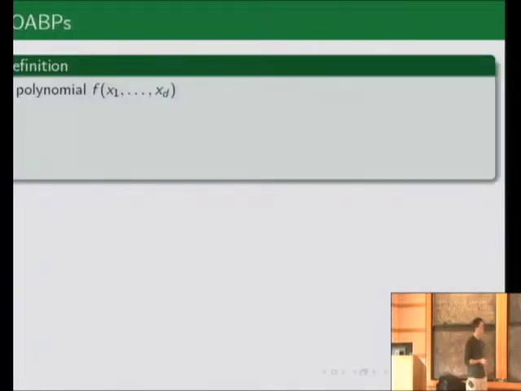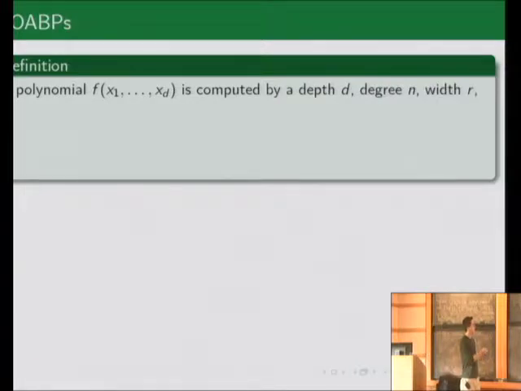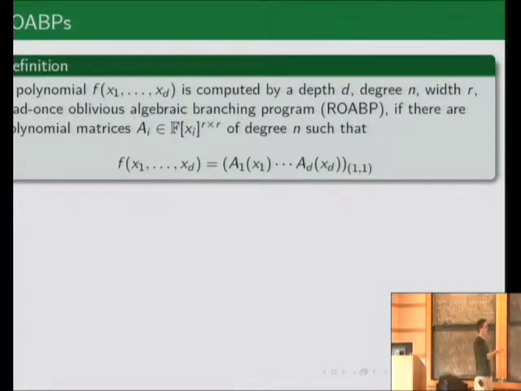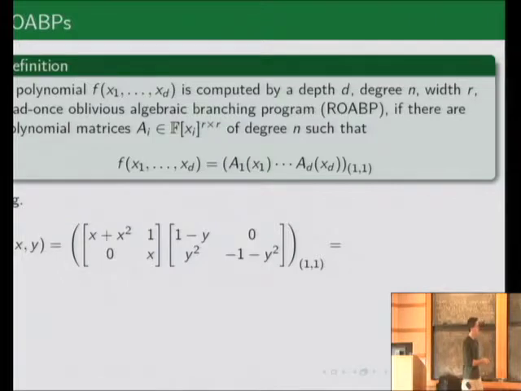Okay, so now I want to define what this is. A polynomial is computed by a depth d, degree n, width r ROABP if there are these polynomial matrices, each matrix is r by r and has entries which are polynomials, such that f is the 1-1 entry of this multiplication. As an example, to make this more concrete, we can have this bivariate function xy, and we take two matrices. The first one depends on x, the second one depends on y. You do the multiplication, and you get some polynomial.